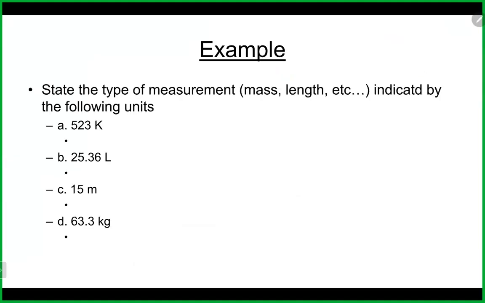All right. So let's take a look at these and talk about the different types of measurements we have going on here. Kelvin should be a measurement of temperature. Liters should be a measurement of volume. Meters should be a measurement of length. And kilograms should be a measurement of mass. So again, it's really important to understand what those units represent in terms of what type of calculation you are dealing with.